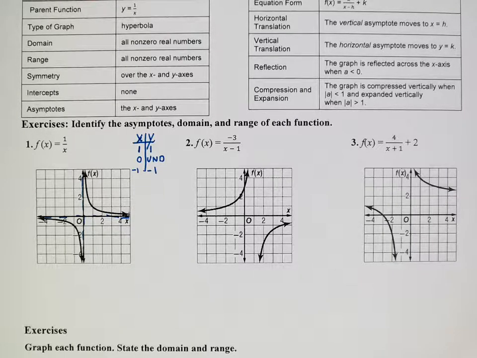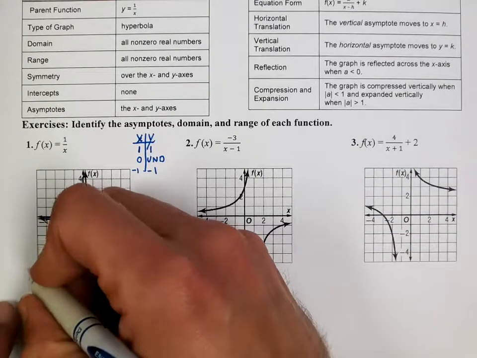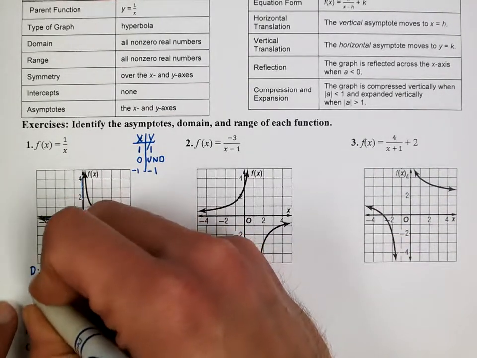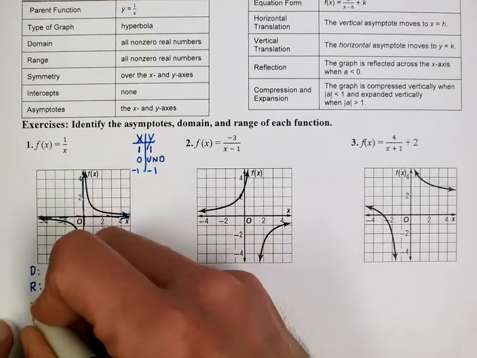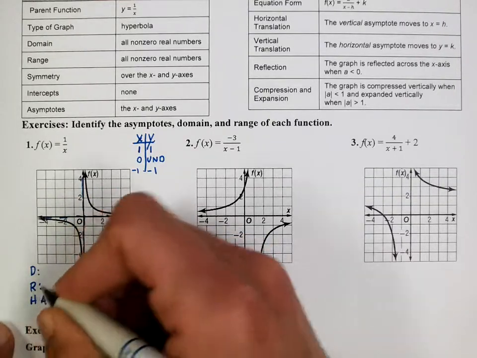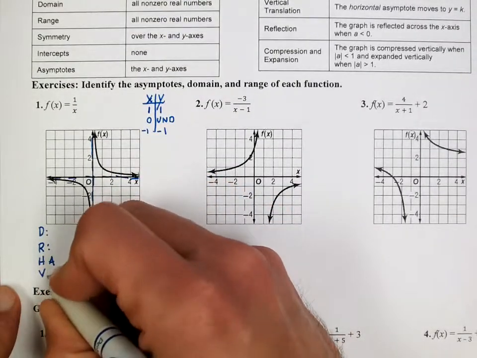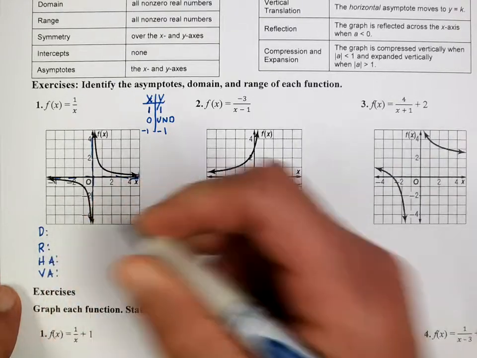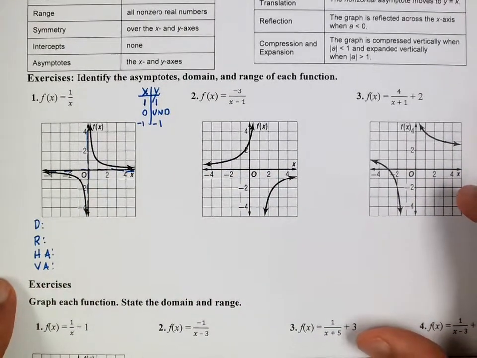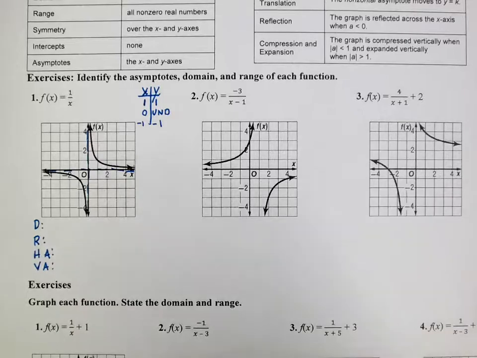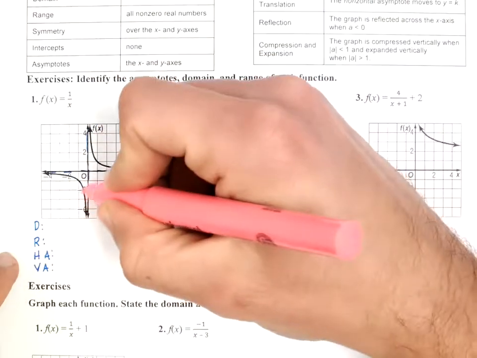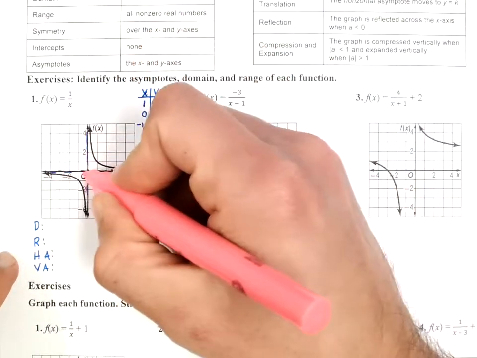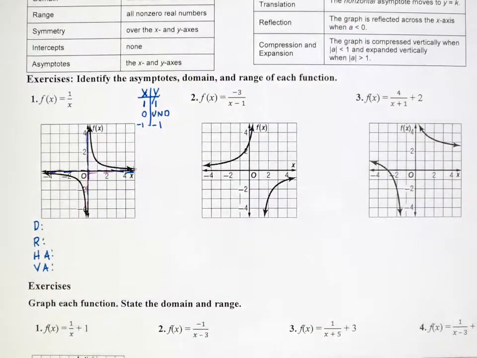All right, so just to remind you, on number 2, for example, let's talk about domain and range, and then we're going to talk about the horizontal asymptote, and then we're going to talk about the vertical asymptote. Okay? So I'm going to mark this vertical and this horizontal asymptote with this highlighter. Hopefully you can see that.